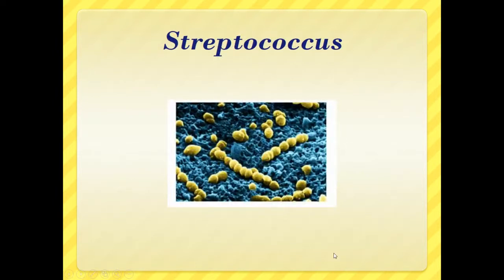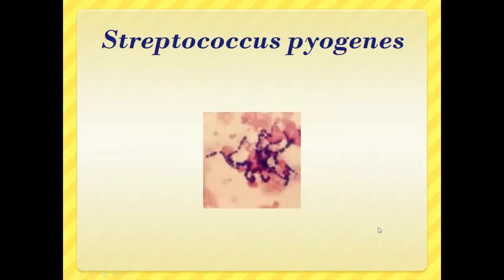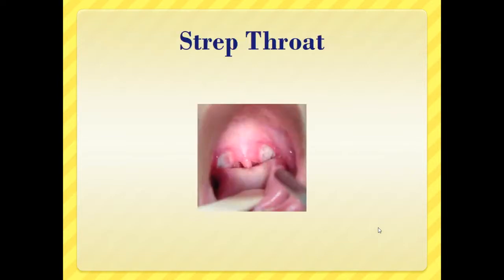So Streptococcus, again, the cocci being round, strepto meaning chains. So Streptococcus are chains of round-shaped bacteria. They are gram-positive. This is a scanning electron micrograph here. Here is the gram stain. Again, you can see it's purple because it is gram-positive.